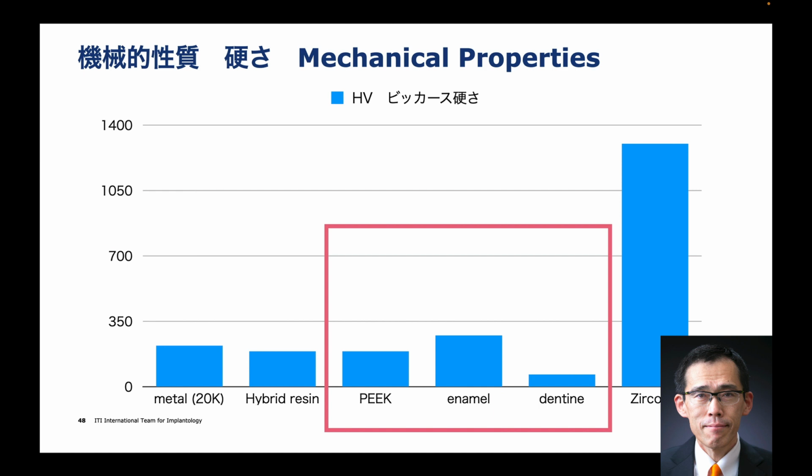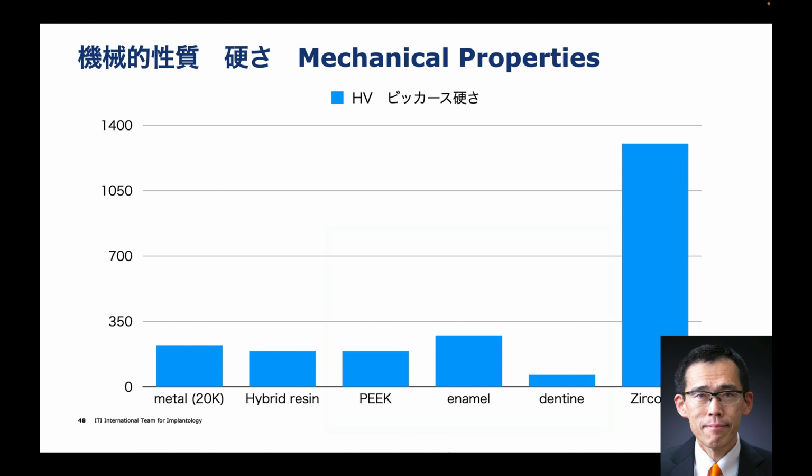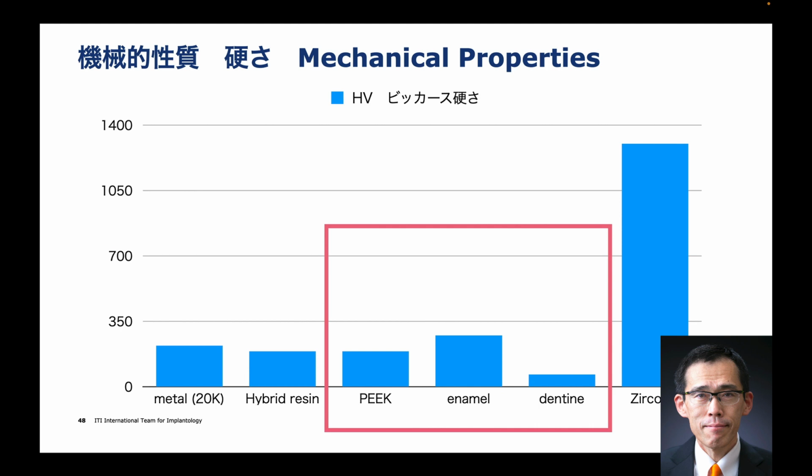Because of hardness, PEEK is similar to enamel and dentin, more than zirconia. It is also familiar in terms of biocompatibility.